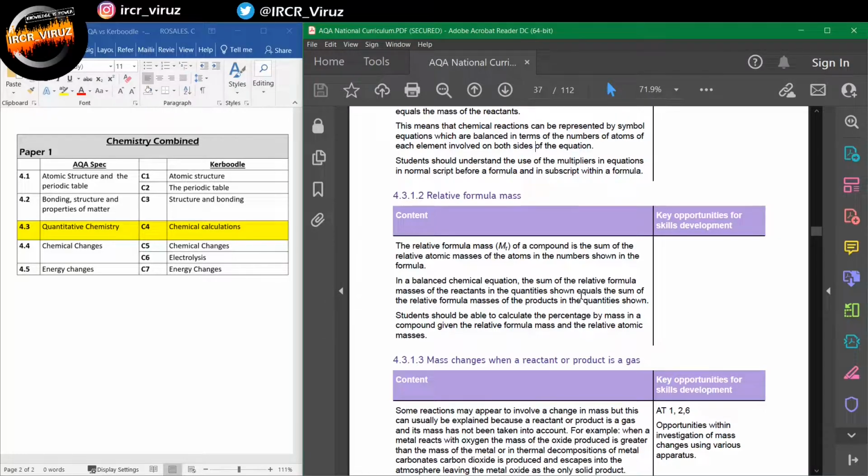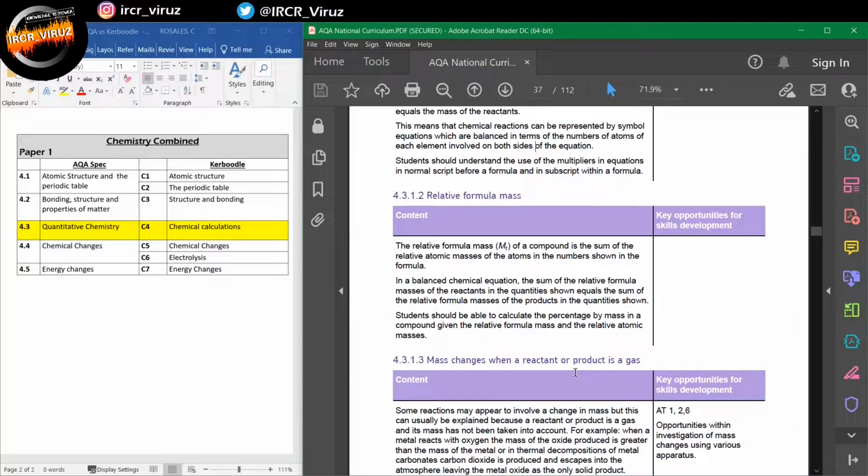Relative atomic mass is when you are finding out how much mass there is in a specific atom of an element, but we call it relative formula mass once you're looking for the actual mass in a compound, okay? Something like water, where you have oxygen, which is 16, and you have 2 hydrogens with 1 each, so it makes a total of 18.